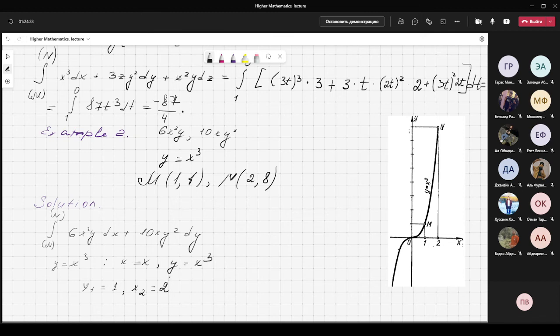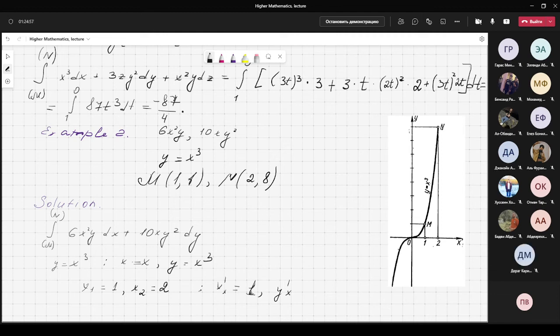The derivatives with respect to the parameter are readily evaluated. X prime with respect to x equals 1, and y prime with respect to x equals 3x squared.